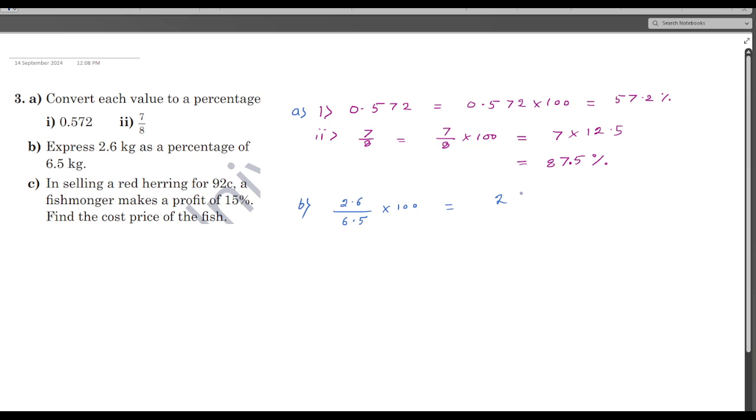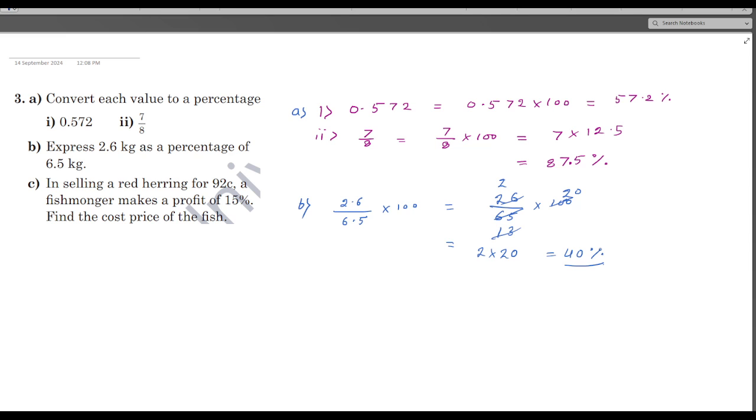The numerator will be 26 divided by 65. So I multiply numerator and denominator by 10, and this whole is multiplied by 100. Then 5 times 2 is 10, so this is 20, and 5 times 3 is 15, and 13 times 2 is 26. So this is 2 times 20, so it is 40%. So 2.6 kg as a percentage of 6.5 kg is 40%.